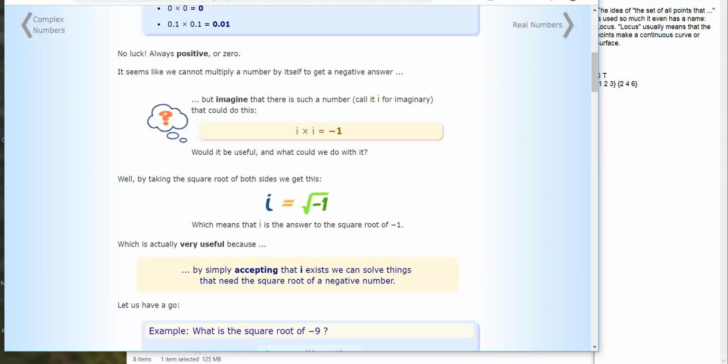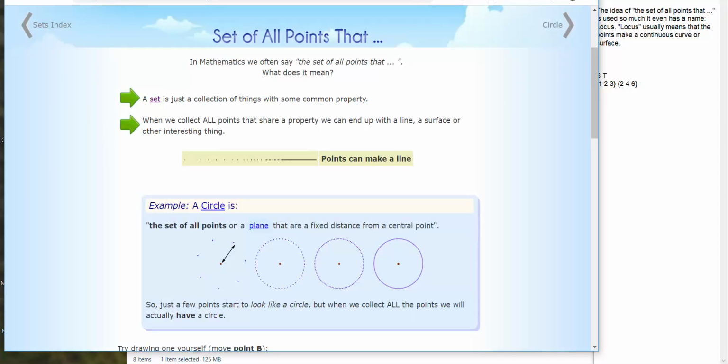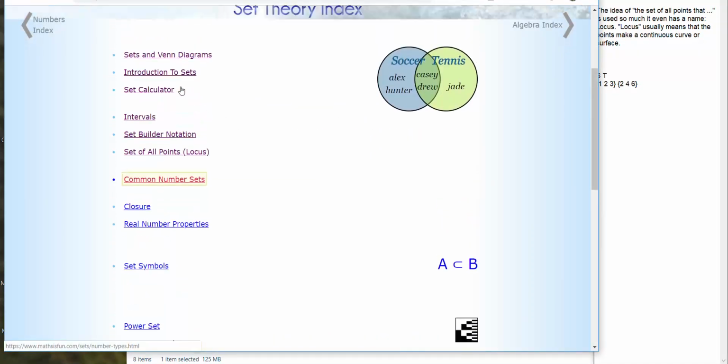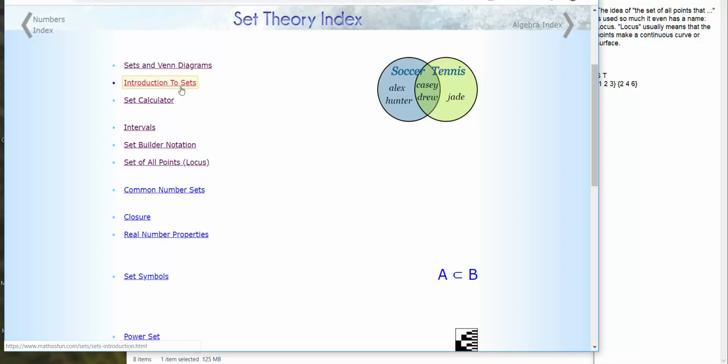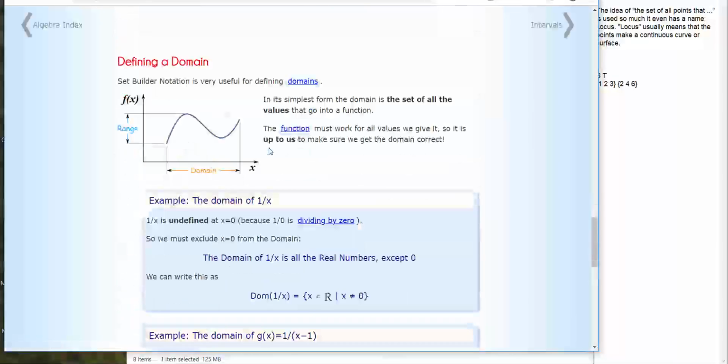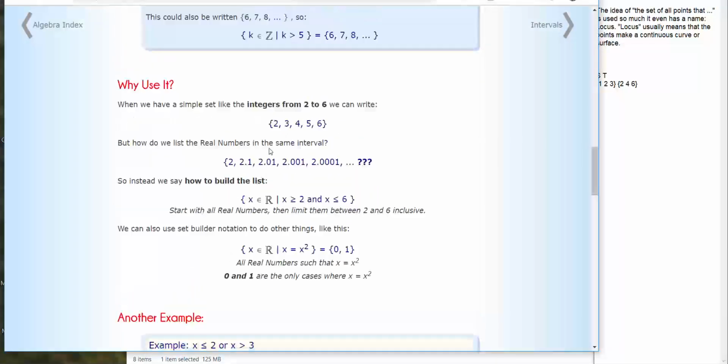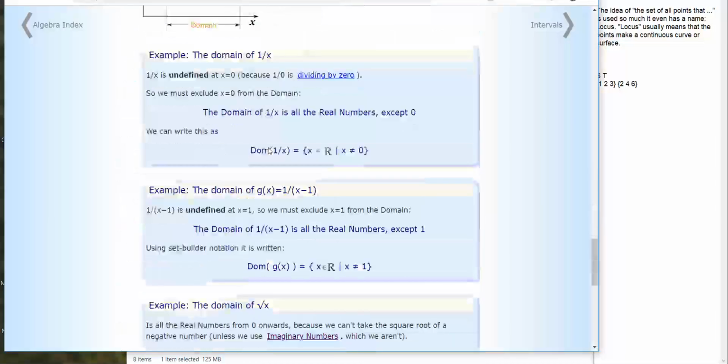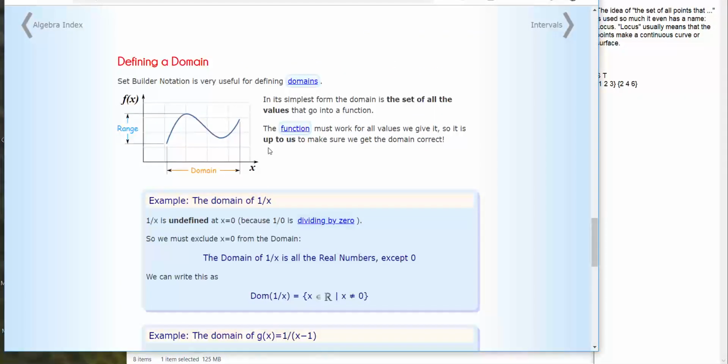That's not what we're looking for. So in the notations, where was it? Set builder notation. I think it was in here. As you can see here, so we have a domain of a function. So whatever it is, yeah.